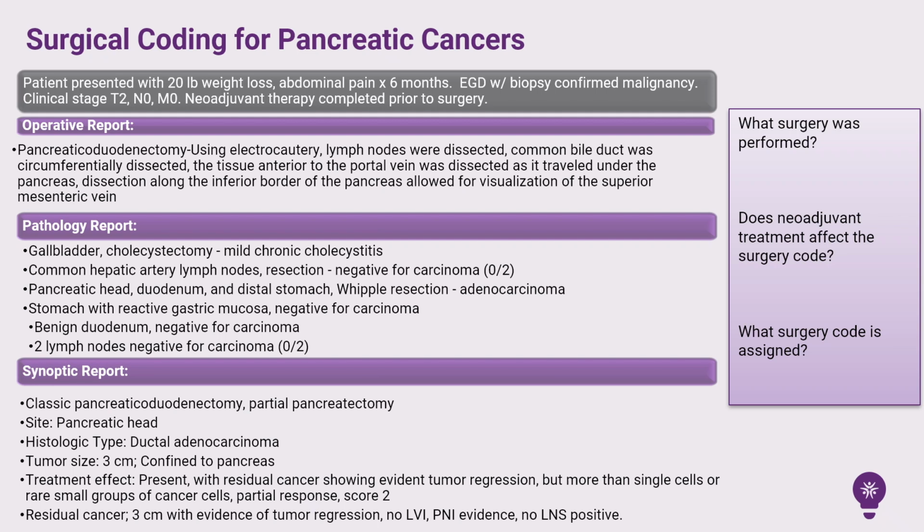Residual cancer was 3 centimeters with evidence of tumor regression, no LVI, no PNI evidence, and no lymph nodes positive. So for this, what surgery was performed? Does neoadjuvant treatment affect the surgery code? And what surgery code is assigned?